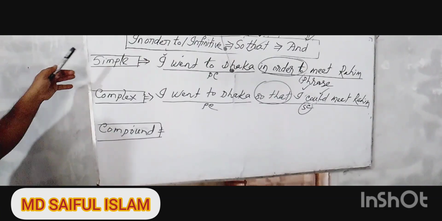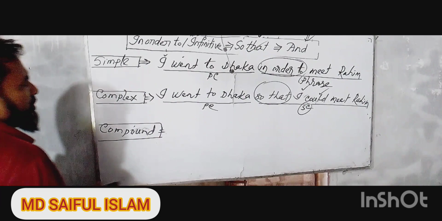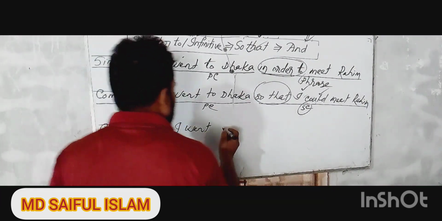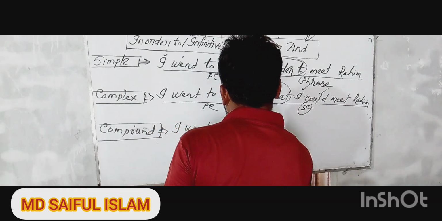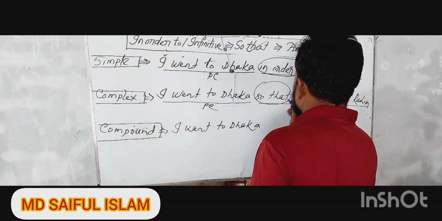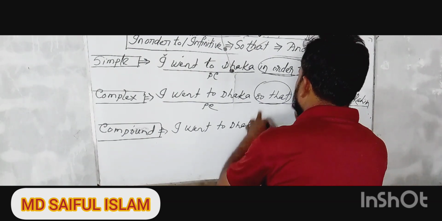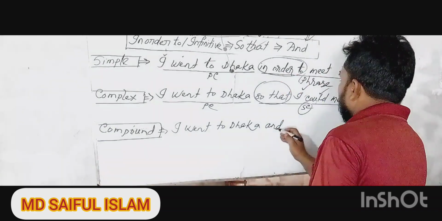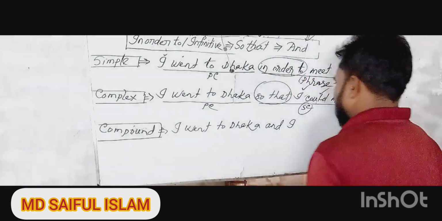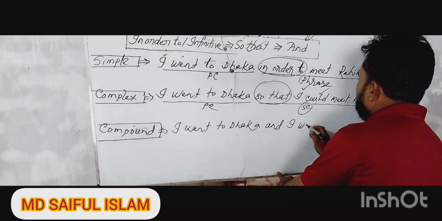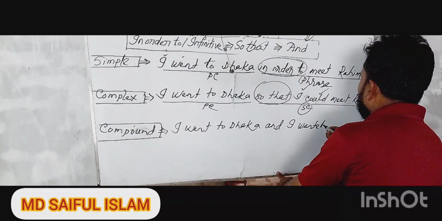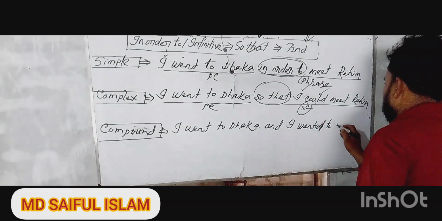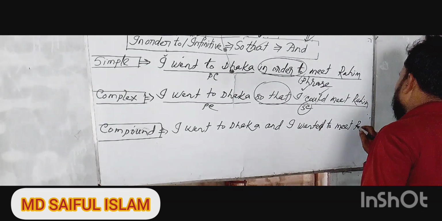Now try to convert this statement into a compound sentence, my dear learners. I went to Dhaka. In this case, you will have to use "and" in place of "so that", and the subject I. In this case, you will have to use "wanted to" meet Rohim.